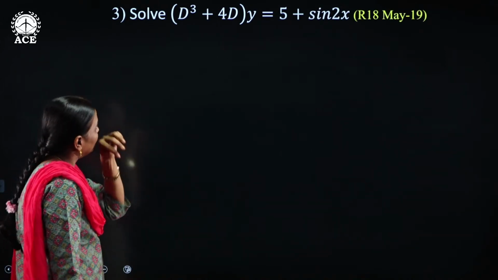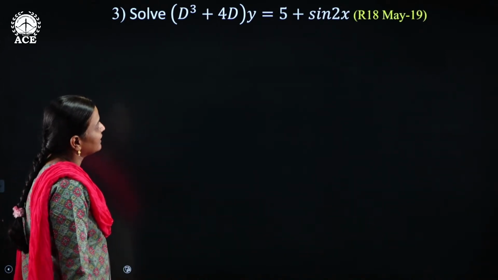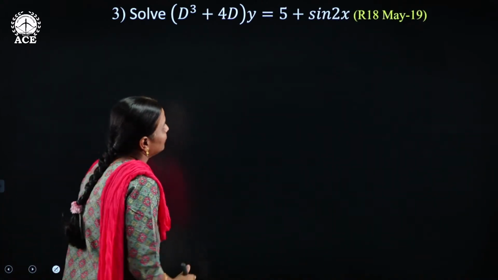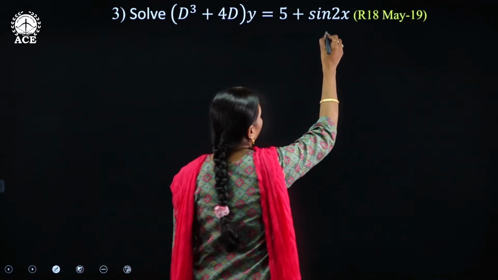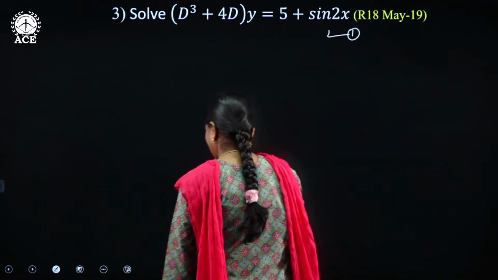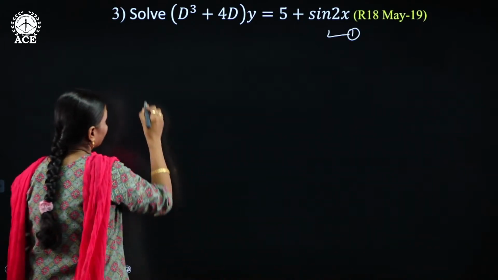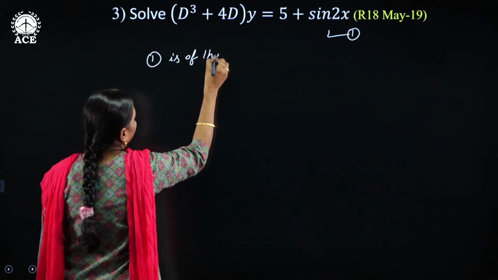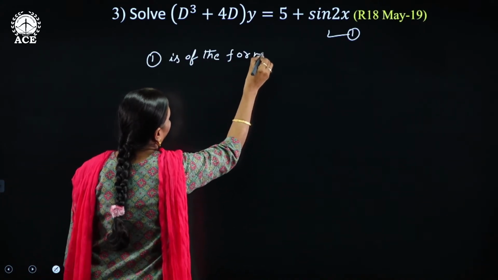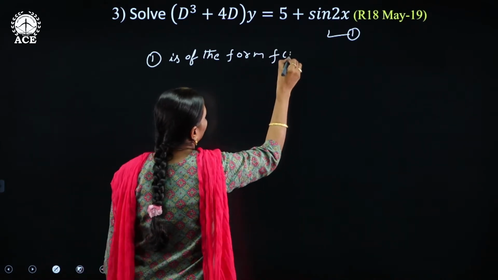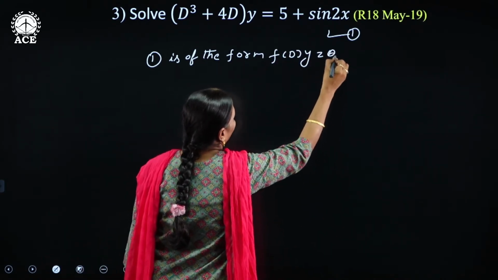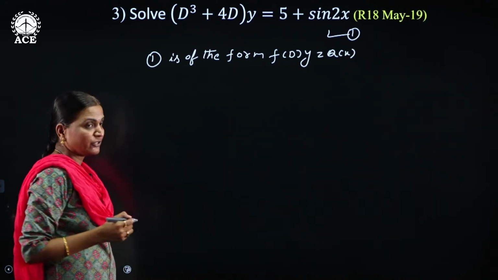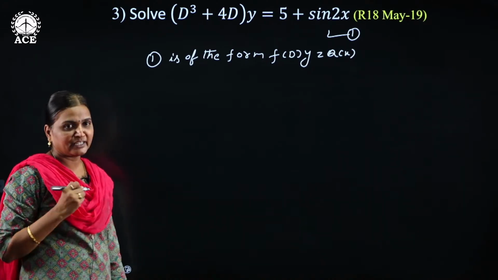Next, solve d cube plus 4d into y is equal to 5 plus sin 2x. This is a non-homogeneous differential equation. First, compare the given equation with the standard form. So, equation 1 is of the form f of d into y is equal to q of x. Dear students, find the complementary function and post your answer in the chat box.